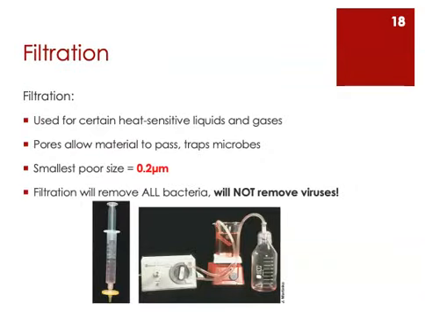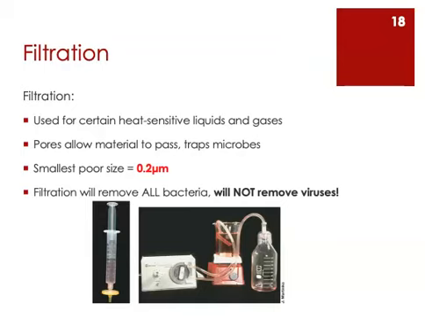The last physical method for controlling the growth of microbes that we're going to be discussing is filtration. Filtration is used in particular for certain heat-sensitive liquids and for various industrial gases. Filtration involves passing those liquids and gases through a filter material, a material that has pores in it that will allow the liquid or the gas to pass through, but will trap microbial cells.